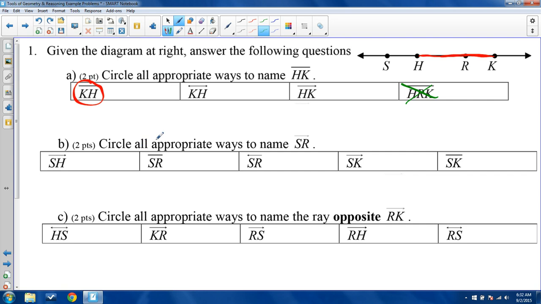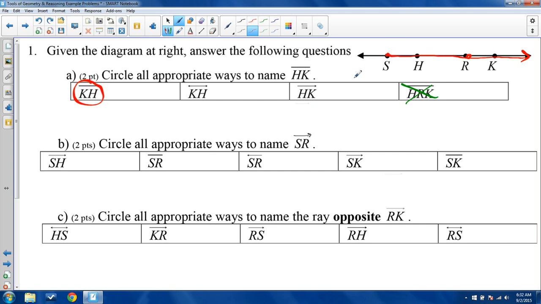Okay, B, circle all appropriate ways to name ray SR. If you can't see that, that's actually an arrow like that. So it says ray SR. So let's check that one out. A ray has an endpoint at the first letter. And just because the arrow points to the right doesn't mean this goes to the right. However, in this case, it just needs to go through the next point that's designated, in this case R. As you can see, it hits R and it keeps going. So there's your ray.